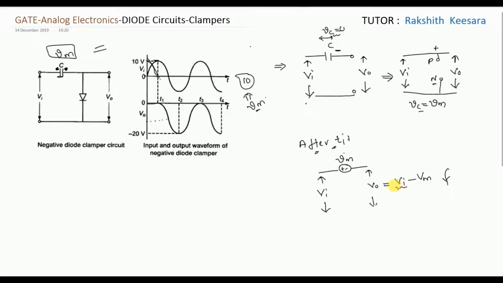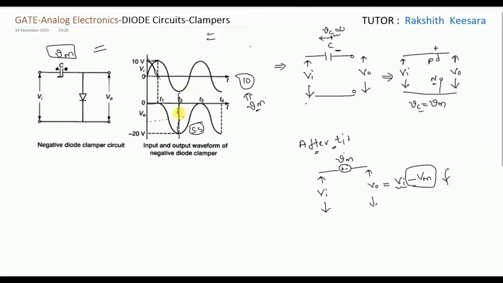So up to T1, it is in short circuit. So output voltage is 0. After T1, output voltage is shifted downwards by Vm. So this is the output voltage, guys. So up to here, it is a transient waveform, not steady state waveform. From here it is steady state waveform. So this is the explanation of clamper circuit, guys.